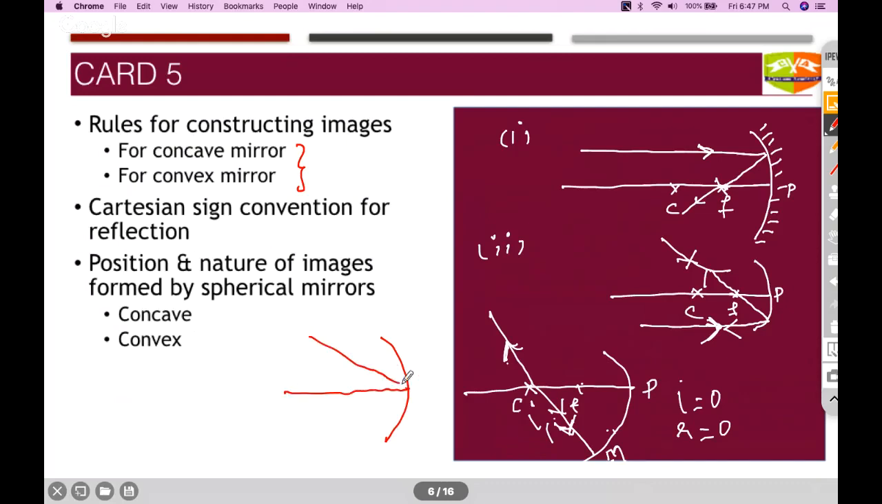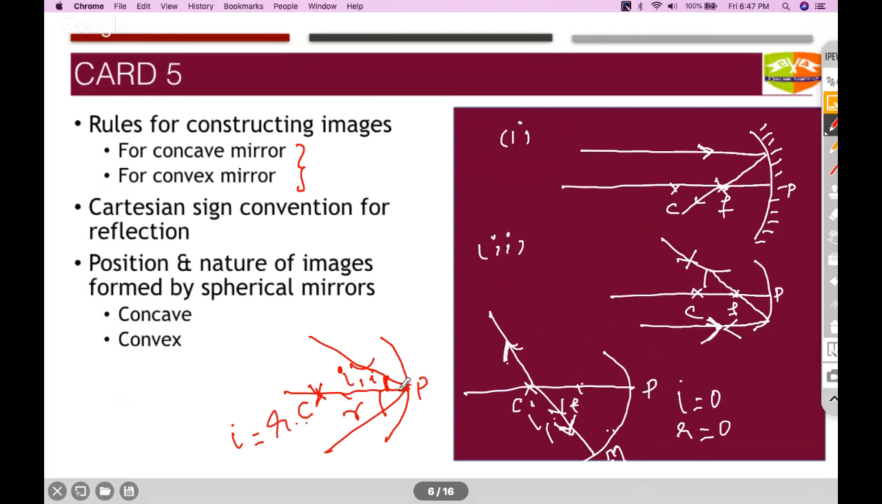A ray of light coming and striking the pole. Whichever angle it is striking with the pole, because this principal axis at the pole also works as normal to this spherical surface. So the angle between the incident ray I1 and this principal axis CP would be I1, and it will make the same angle here. Suppose this is R, so this angle I would be equal to R.